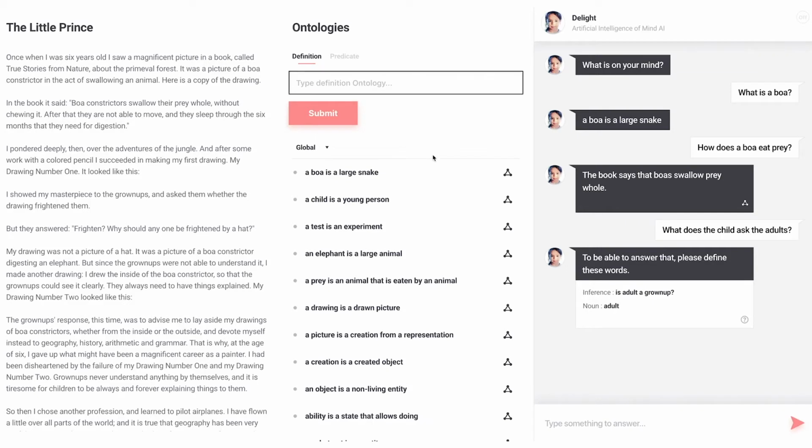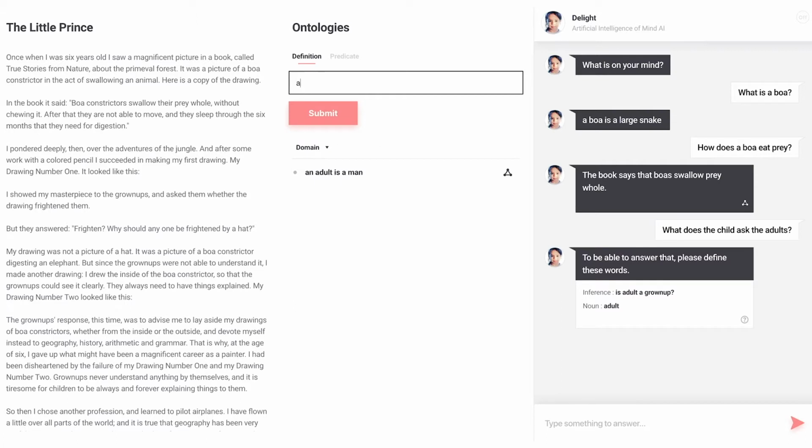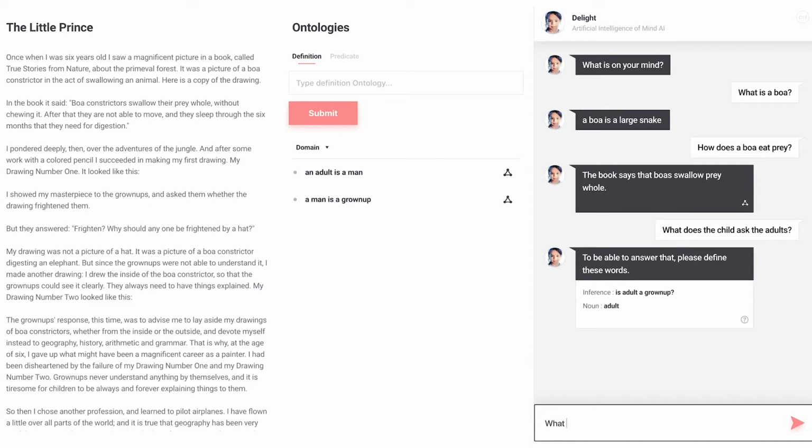And now what we're going to do is give what we call the domain ontology, which is just a more specific sort of ontology. Right? And we're going to say an adult is a man, and a man is a grown-up. This is just specific for this demo. These are called the domain ontologies, of course, and they're made into canonical forms. As it was entered, it is transformed into canonical form, and we're going to start reasoning with it right now. So we're going to ask that question once more, now that we know what an adult is.